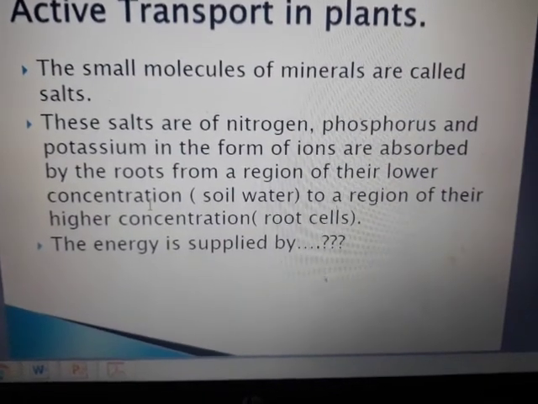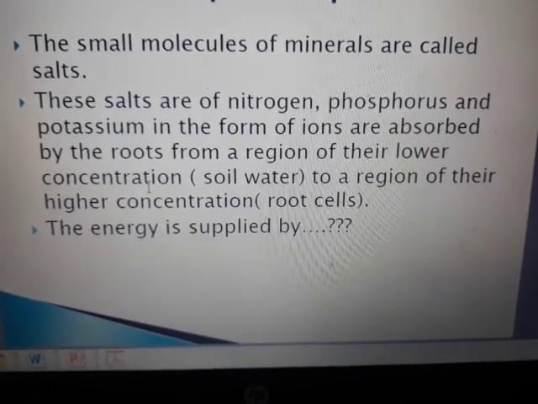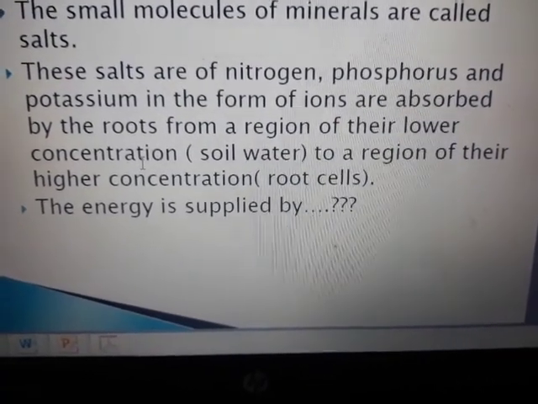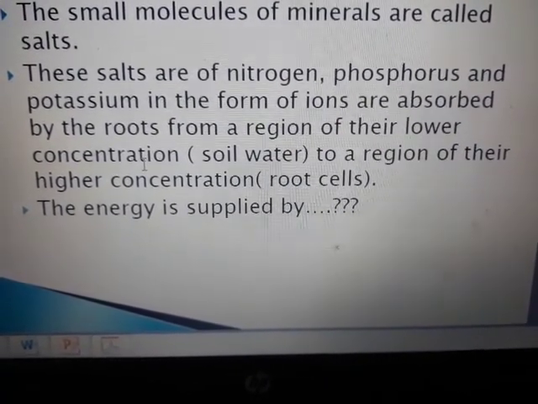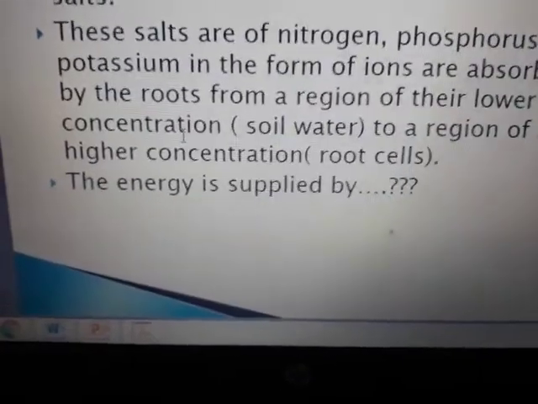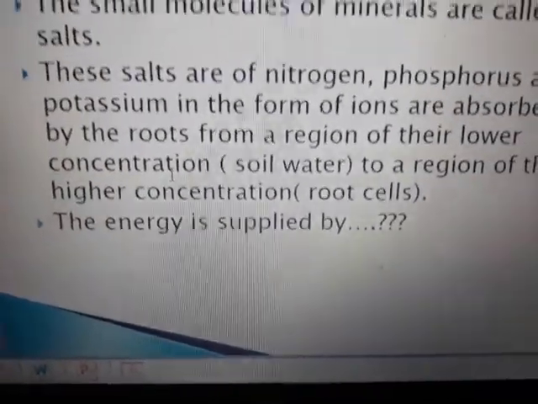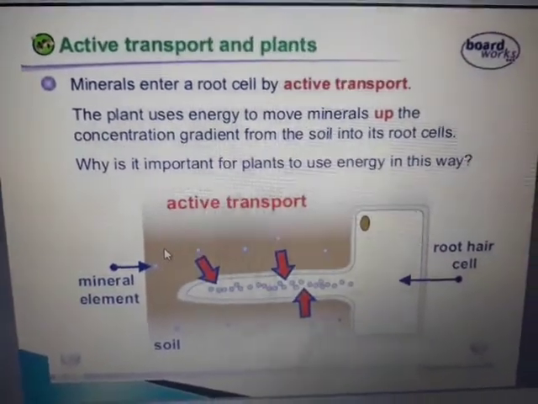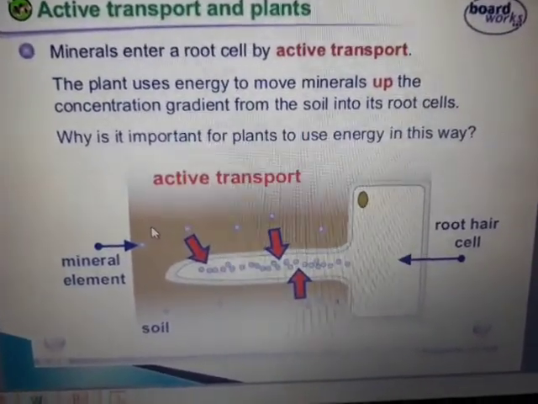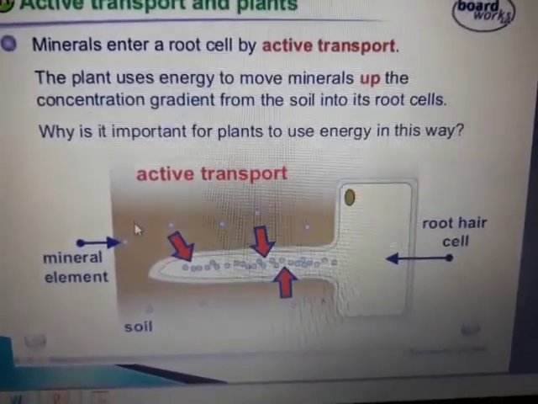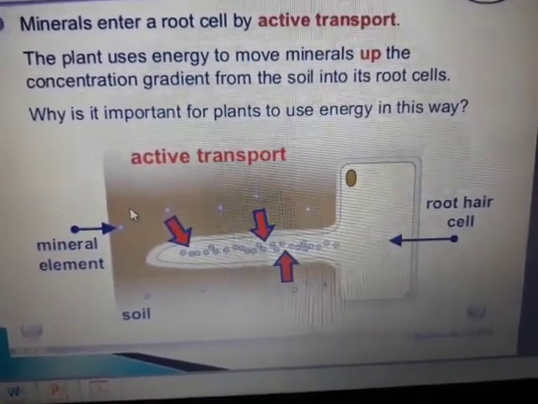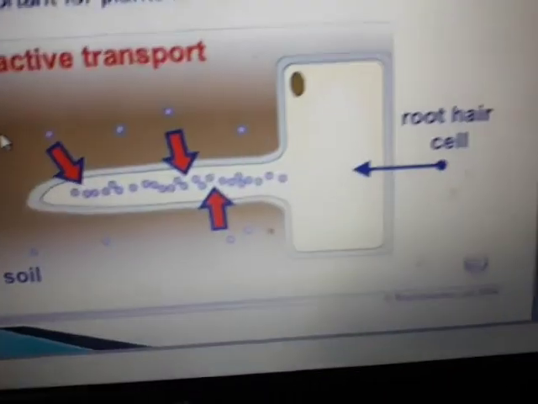The small molecules of minerals are called salts. These salts of nitrogen, phosphorus, potassium, in the form of ions, are absorbed by the roots from a region of their lower concentration, just as I told you. And the energy is supplied by ATP molecules from respiring cells. See now, this is an example. Minerals enter a root cell by active transport. The plant uses energy to move minerals up the concentration gradient from the soil into the root cells.